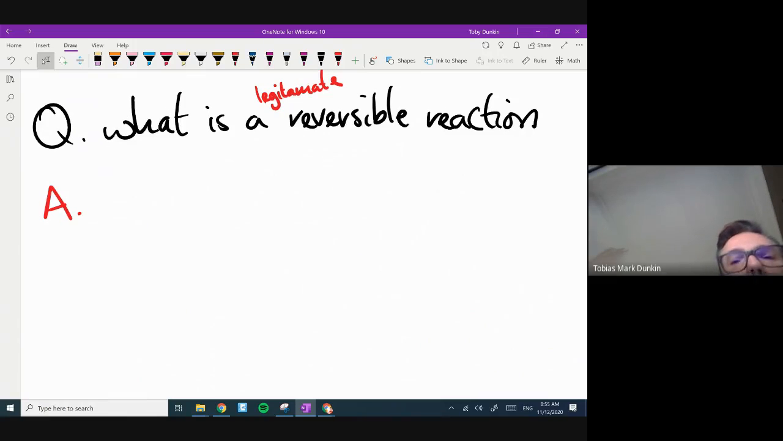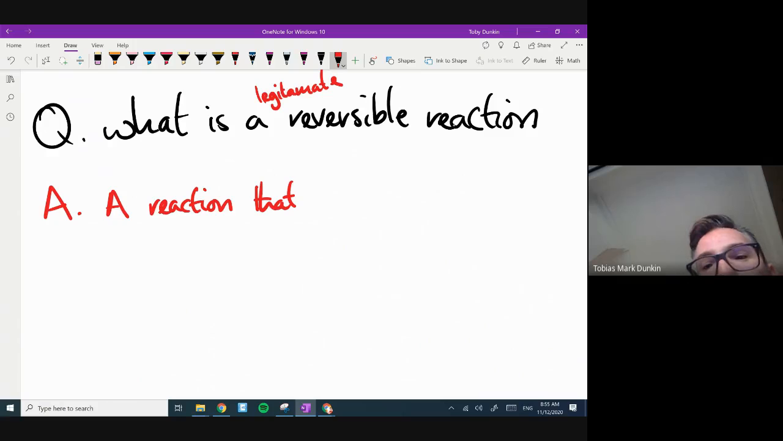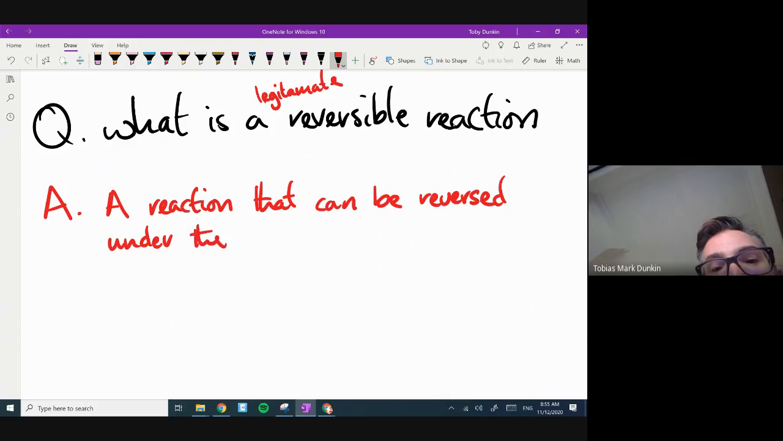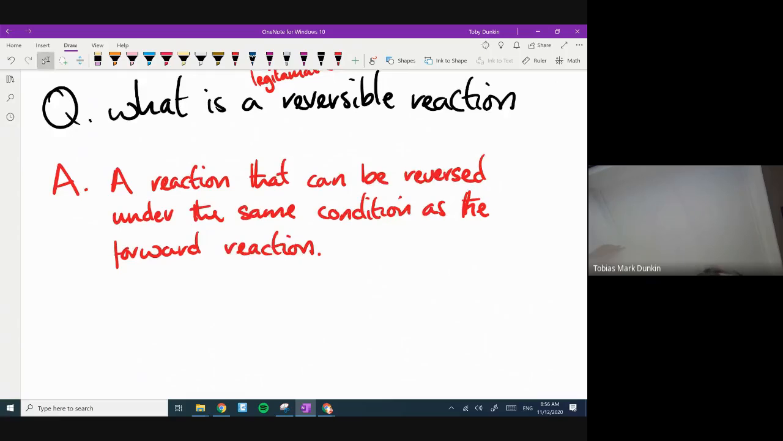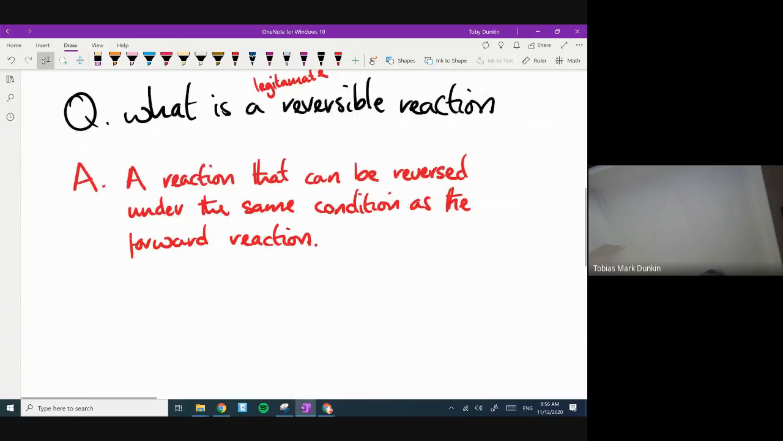What we realize is that it is a reaction that can be reversed under the same conditions as the forward reaction. Does that make sense, guys? I'm going to stop putting it to the classroom and ask people specifically. Ruby, does this make sense? Yes. Yeah.